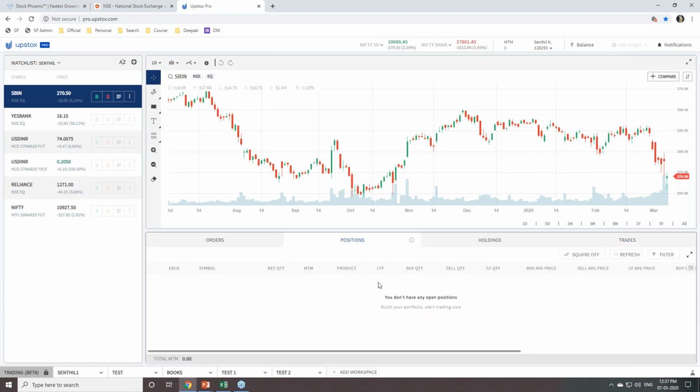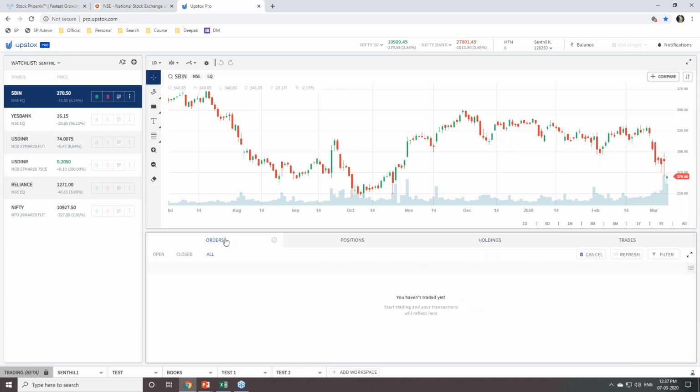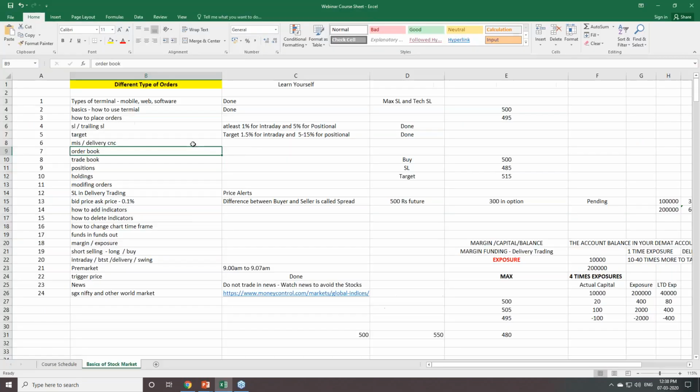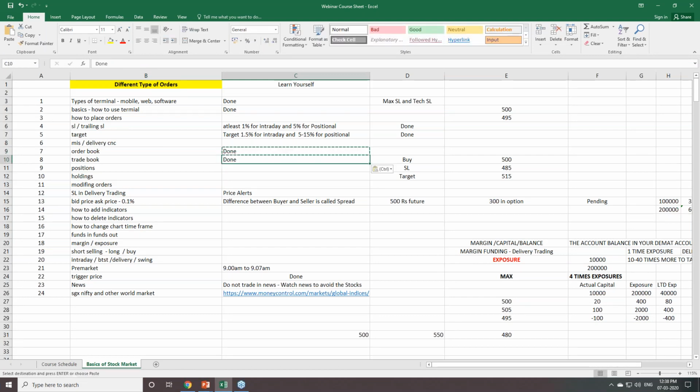Next, if you are holding any positions, they will be available here, whether it is futures or options. Next, holdings. If you have any stocks as delivery trades, which are in your DP, they will be available here. So these are the four places where you can check the information of your trading for that particular day and the holdings overall. So the order book is done, trade book, positions. Okay, modifying an order.